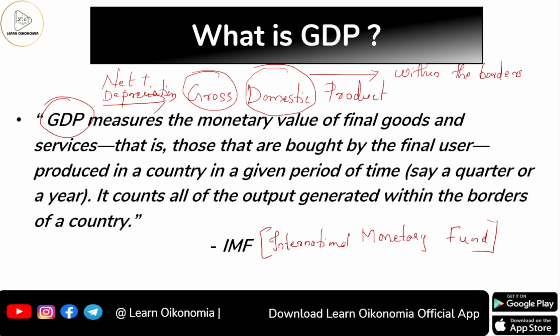So that is why we say that we are looking on to the generation of output that happens within the borders of a country. Okay, something which happens outside the borders is not taken into consideration here. We are just considering what is happening inside the political boundary of a country. Again, we are having a particular duration for which GDP is calculated. So most often what happens is that we go for a quarter or a year or something. So this is how things happen.